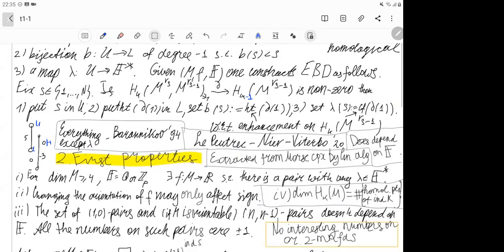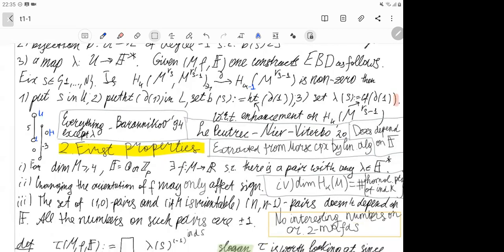And the fourth property, again, it doesn't consider numbers. It's just some stuff about the barcodes, that the dimension of H_k of M equals the number of homological points of index k.